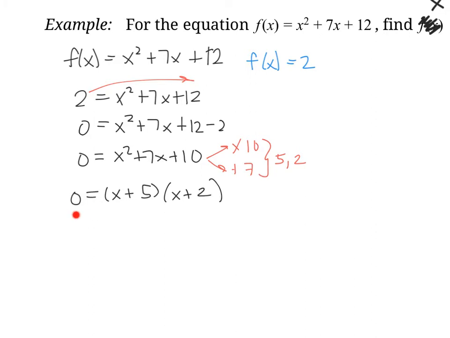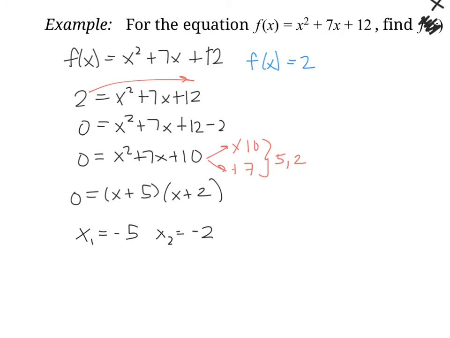And now because we have 0 on the left-hand side, we're guessing values of x so that the entire equation would be 0. So our first value of x would be negative 5, and our second would be negative 2. So we have x1 is equal to negative 5, and x2 is equal to negative 2.